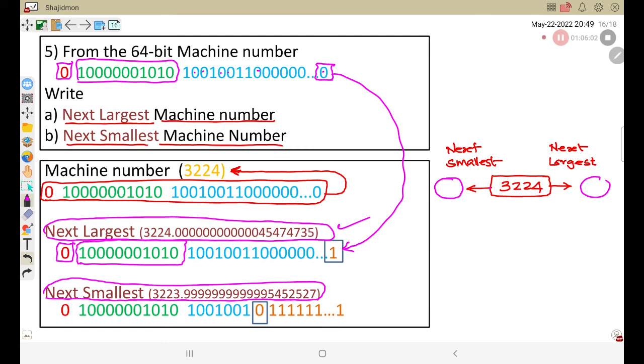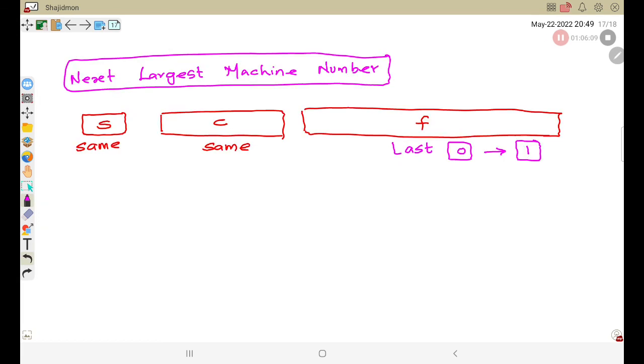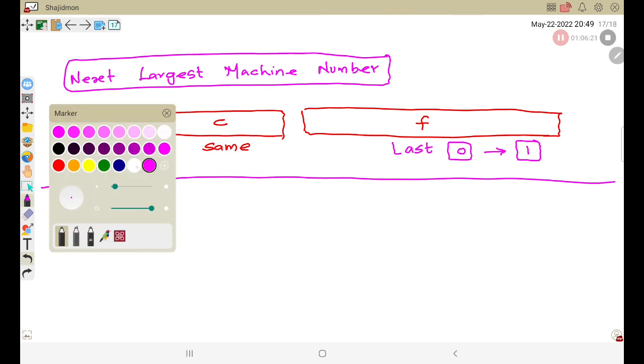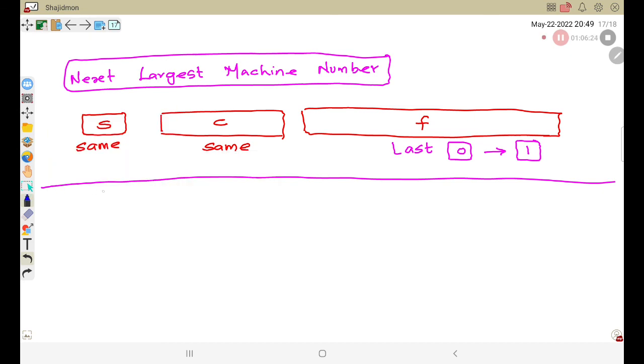So that you get the next largest machine number. That means you will get the answer 3224.00045474735. I hope you understood how to find the next largest machine number. That means S part same, C part same, in the fractional part only the last 0 changes into 1. Now I will go to the next smallest machine number.